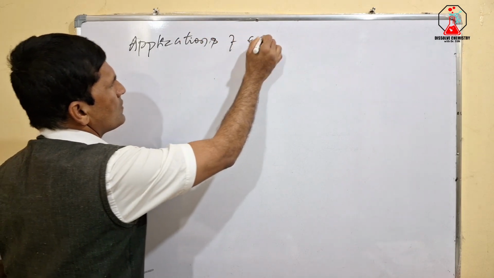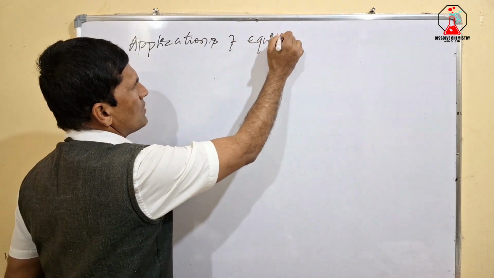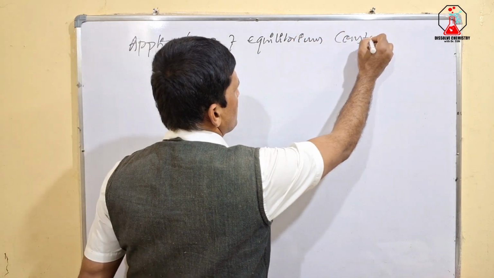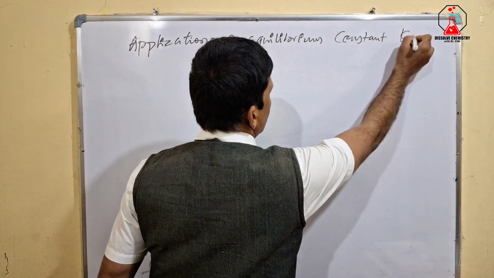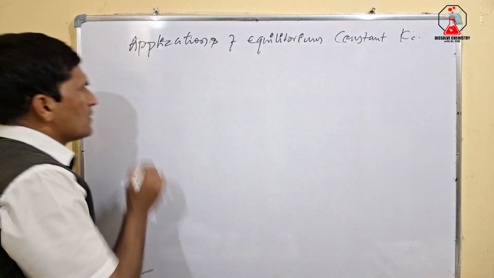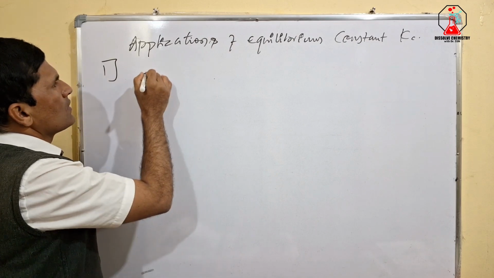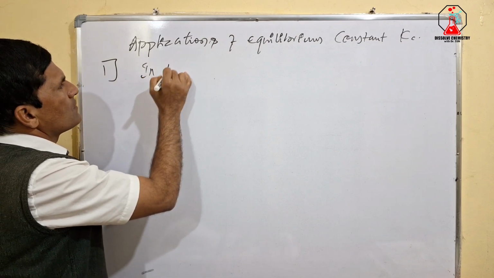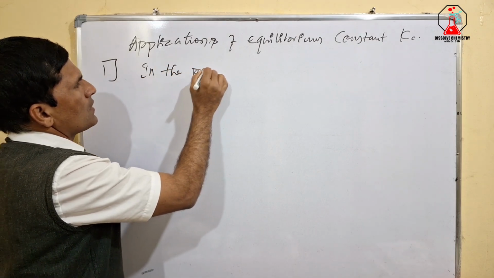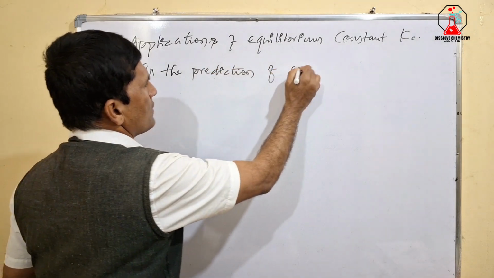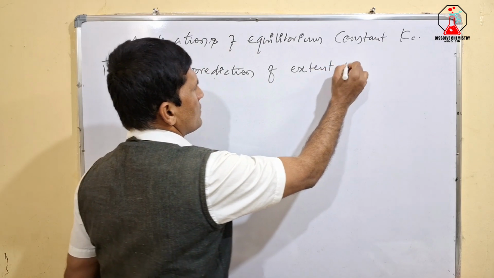Applications of equilibrium constant. The first important application of this equilibrium constant is in the prediction of extent of reaction.